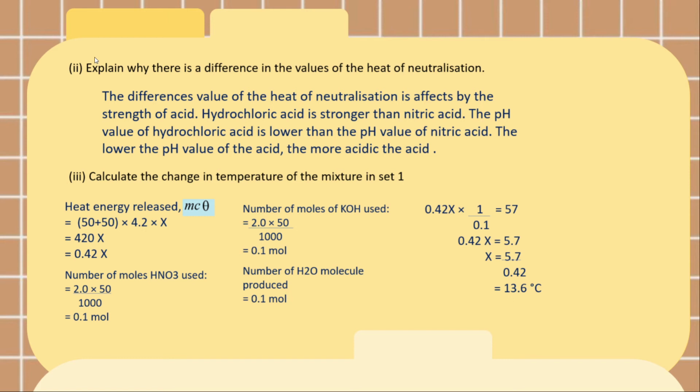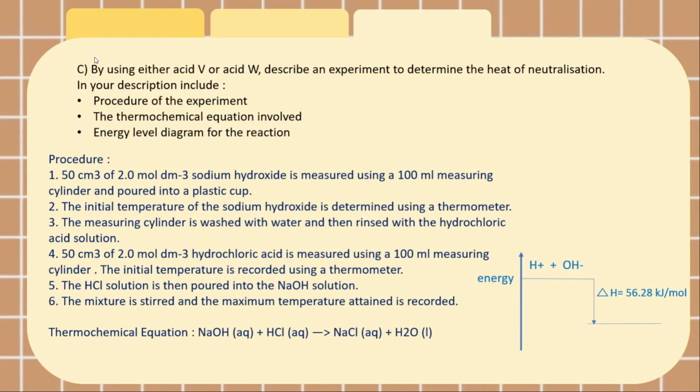7C. By using either acid V or acid W, describe an experiment to determine the heat of neutralization. In your description include procedure of the experiment, the thermochemical equation involved, and energy level diagram for the reaction. We start with the procedure. First, 50 cm³ of 2.0 mol dm⁻³ sodium hydroxide is measured using a 100 ml measuring cylinder and poured into a plastic cup. Then, the initial temperature of the sodium hydroxide is determined using a thermometer.